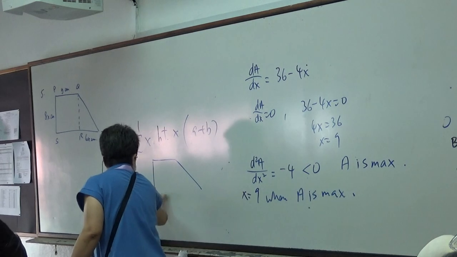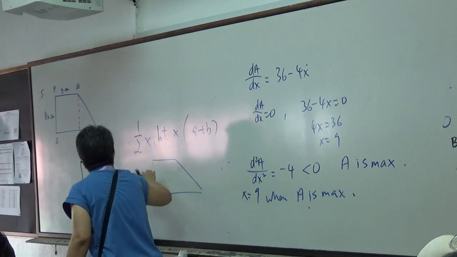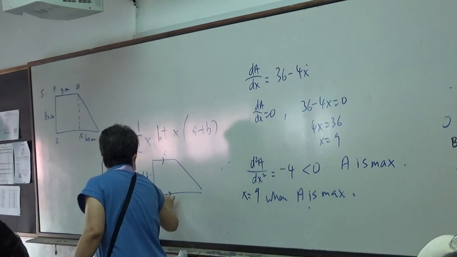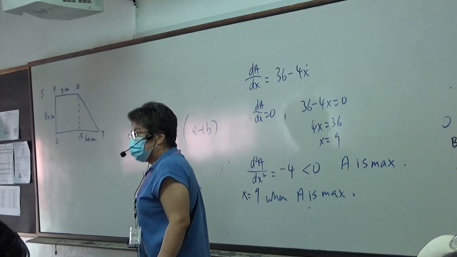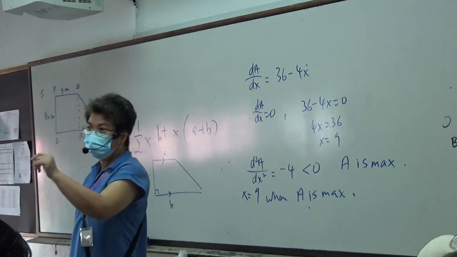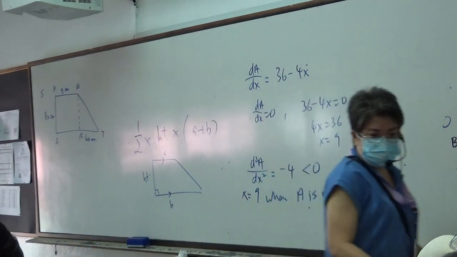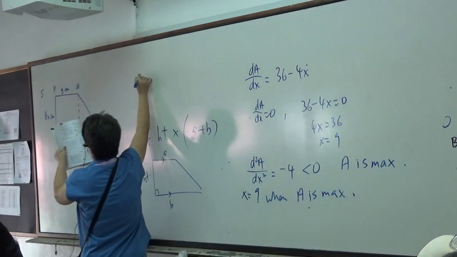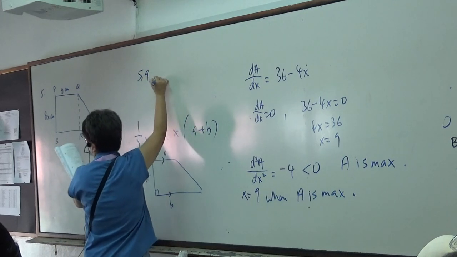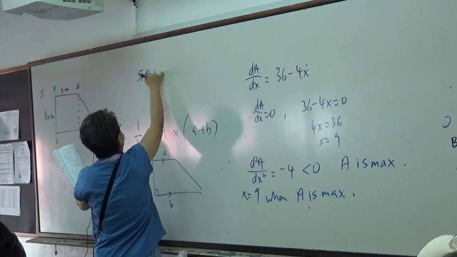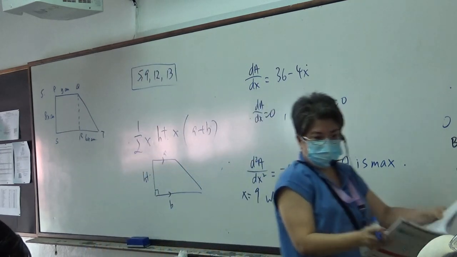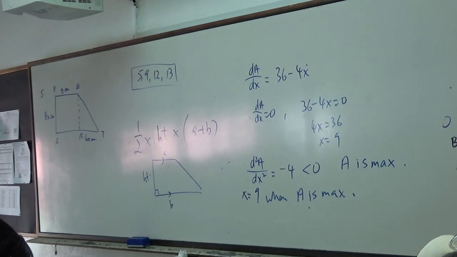Hello, hello. Better draw, copy. Let's say this is the height. This is A, this is B. Understand? This is called area of trapezium. Clear? Okay, we try number 5. So how many questions do I have? I better write down. 5, 9, 12, 13. Okay.